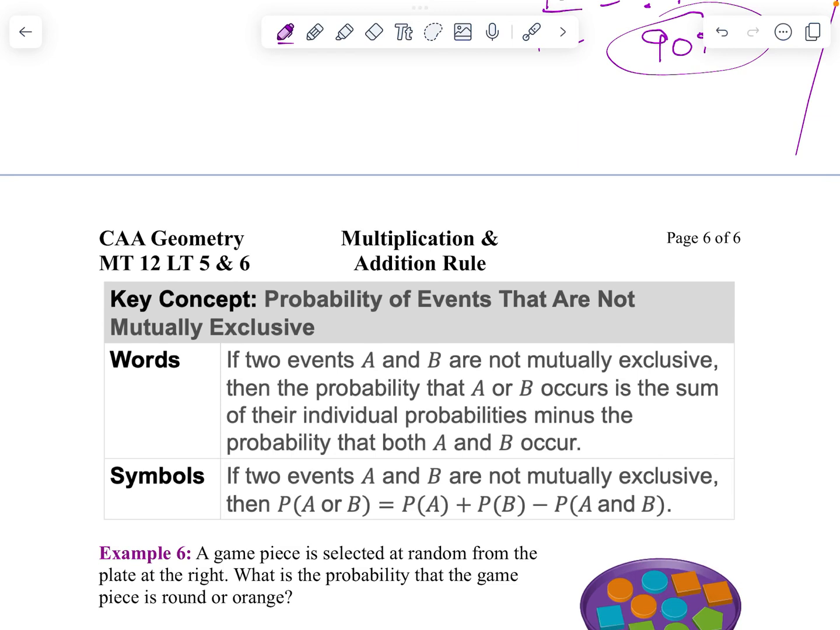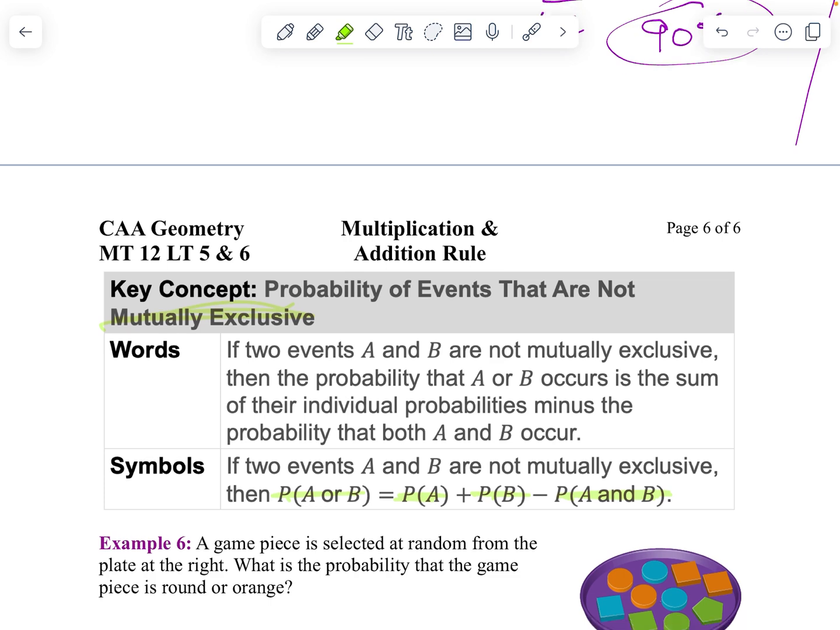What do I do if they're not mutually exclusive? Well, if they're not mutually exclusive, what happens is I'm overcounting. So I do the same probability like I did with an OR. I add them, but since I'm overcounting, I have the probability of A plus the probability of B, but some of those B are also an A, so I subtract off both of them. And then you might have to use your independent rules and dependent rules to find A and B.